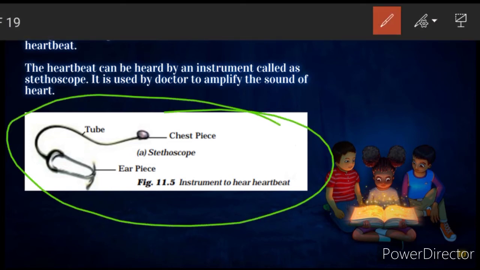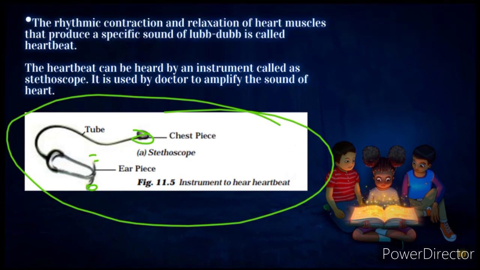Look here, people. A stethoscope is having a tube here, a chest piece here, and here is an earpiece that the doctors are going to insert in their ears and check out whether the patient is fine, whether the heartbeat of the patient is fine or not. So this is what exactly a stethoscope is.